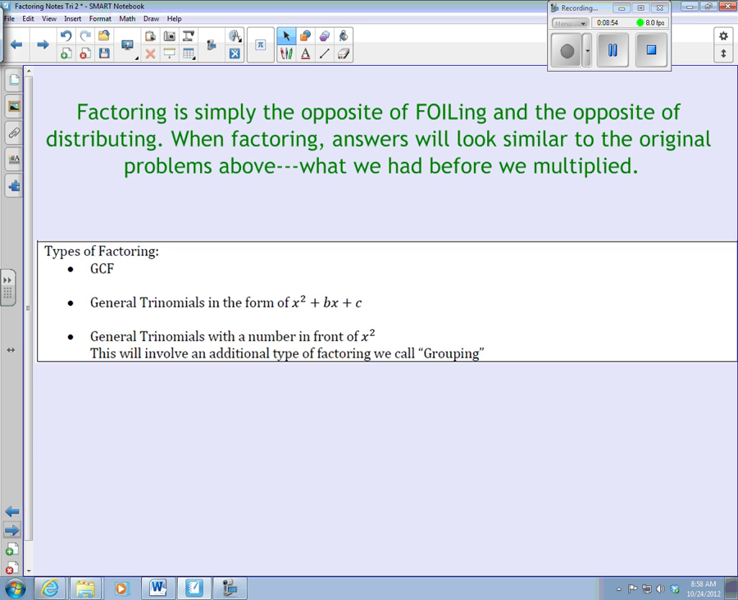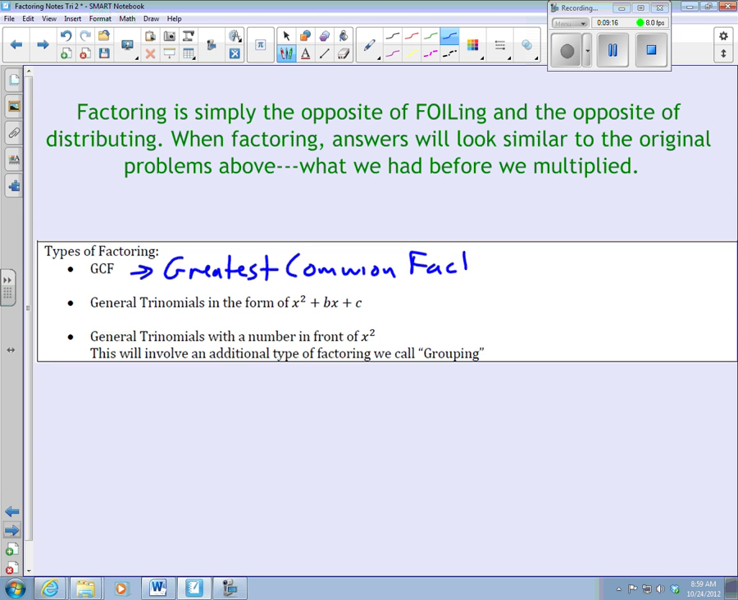Factoring is simply the opposite of FOILing. It's the opposite of simplifying or multiplying, if you will. When factoring, answers will look similar to the original problems above, the problems that we just did. GCF, this is greatest common factor. In other words, what can you take out of all the terms in your expression?